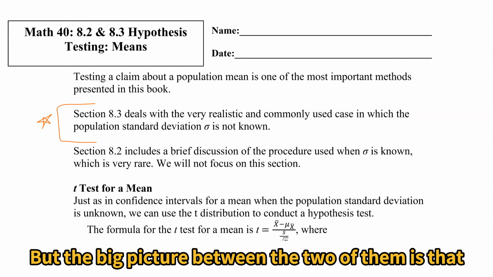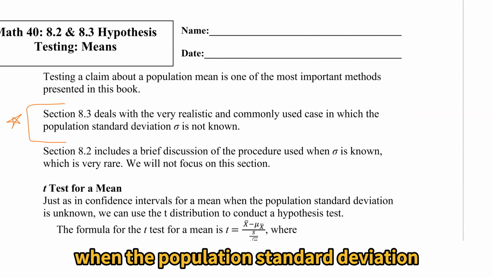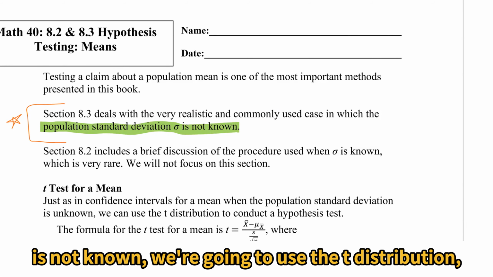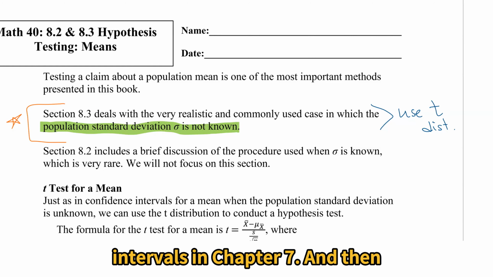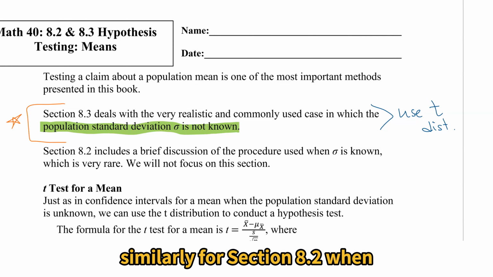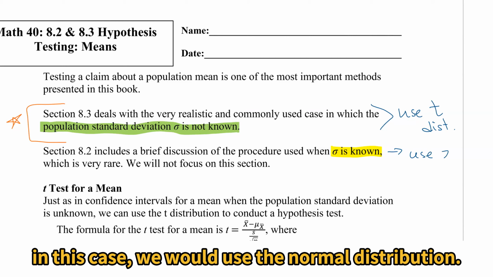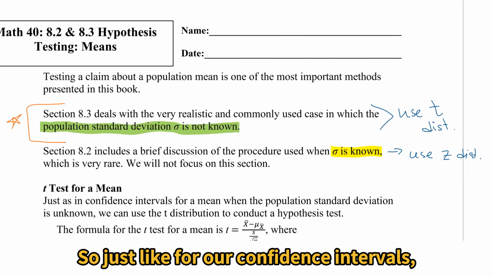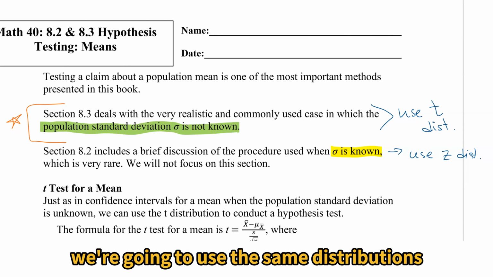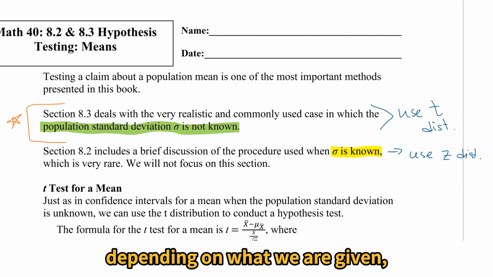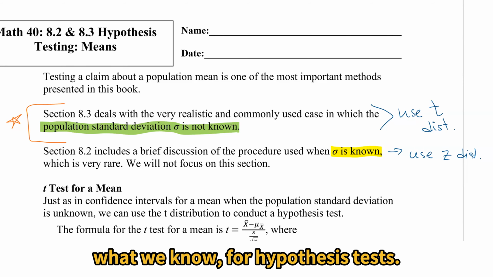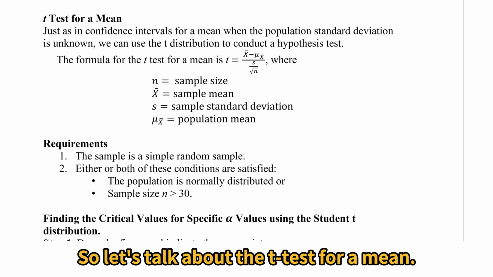But the big picture between the two of them is that when the population standard deviation is not known, we're going to use the t-distribution, just like when we were doing confidence intervals in Chapter 7. And similarly for Section 8.2, when the population standard deviation is known, we would use the normal distribution, okay? So just like for our confidence intervals, we're going to use the same distributions depending on what we are given, what we know, for hypothesis tests. So let's talk about the t-test for a mean.